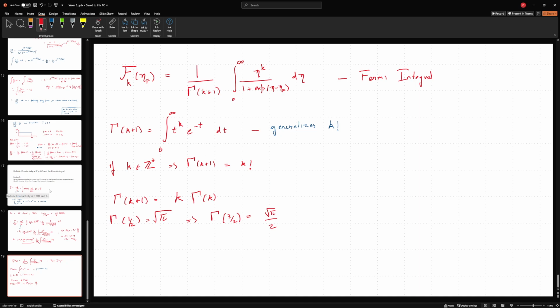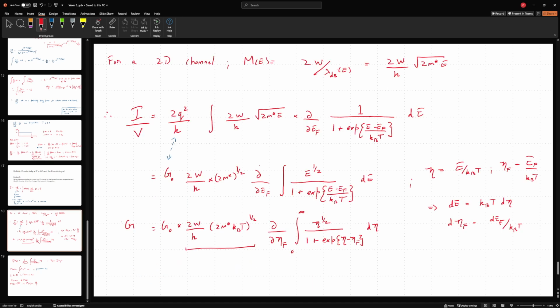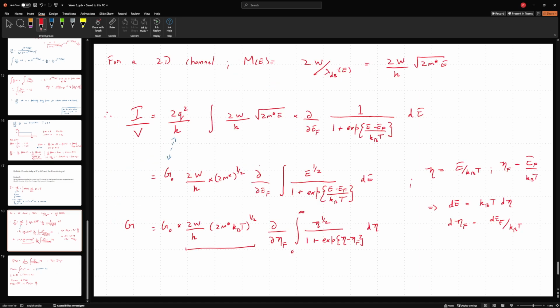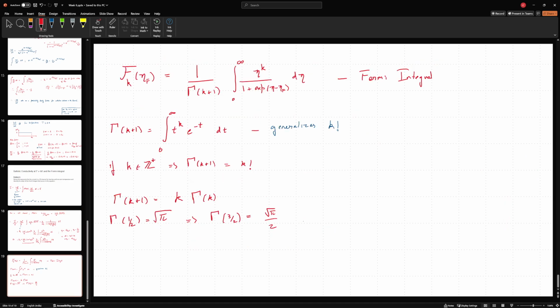Now what do we have here? We have eta to the power half. So we have the integral corresponding to k equal to half. So how do I arrive at that? I need to multiply and divide by gamma of half plus 1. And what is gamma of half plus 1? That is gamma of 3 by 2. That is root pi by 2.